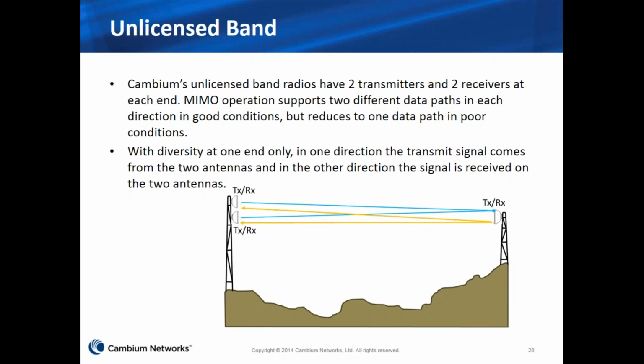because we have 2 transmitters as well as 2 receivers constantly running at both ends of the link, the separation in one direction comes because we have 2 transmit signals coming from different vertical spacings being received by the other end of the link. But in the other direction we have the transmission coming from one end but being received at 2 different ends. So there is a diversity spacing on the data path in both directions on the link, even though we've only put diversity spacing at one end of the link.